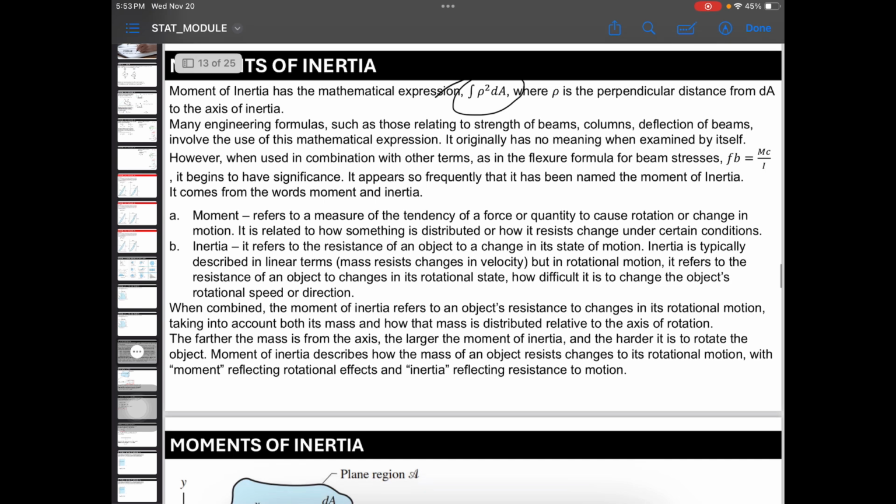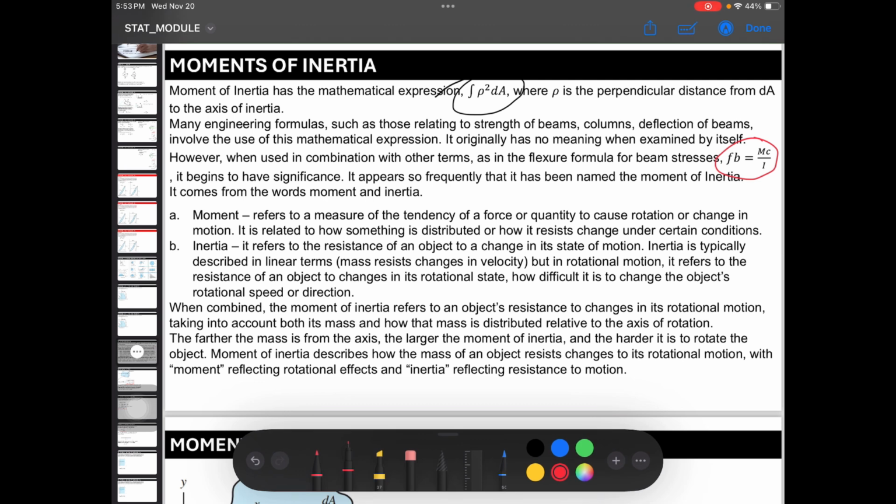So, many engineering formulas, such as those relating to strength of beams, columns, deflections of beams, involve the use of this mathematical expression. It originally has no meaning when examined by itself. However, when used in combination with other terms, as in the flexure formula for beam stresses, computation ng beam stress, makikita nyo na nandoon ang moment of inertia. This I, denoted by I. So, nagkakaroon siya ng significance.